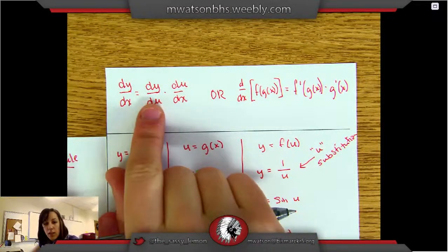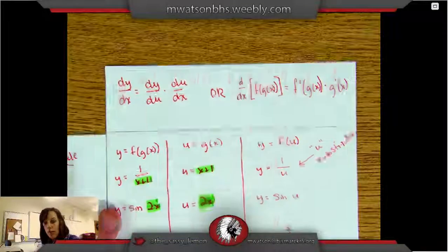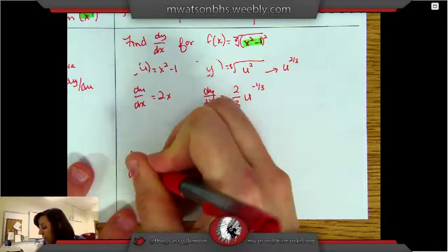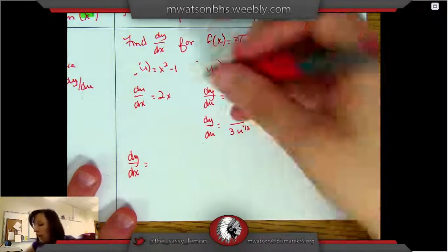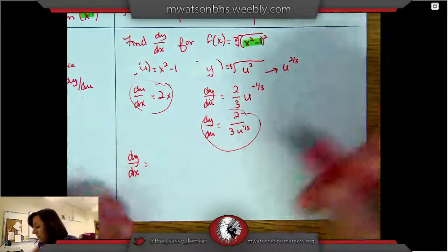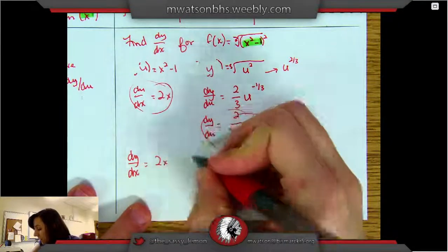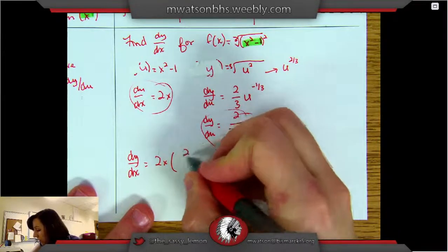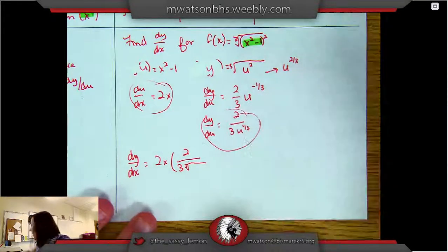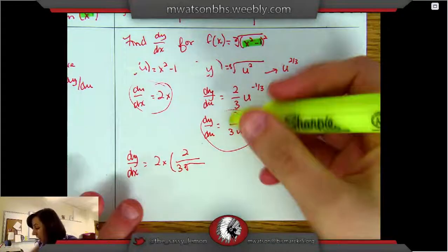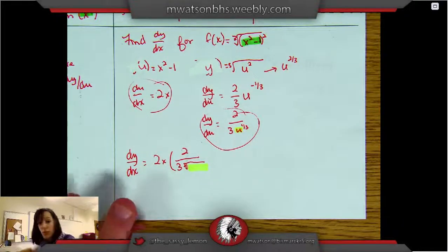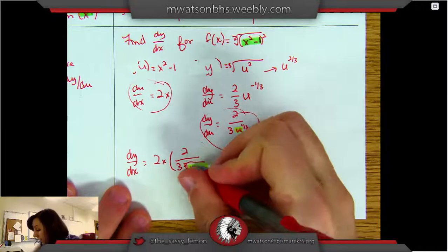Dy over du times du over dx is equal to our derivative. So we're going to say dy over dx equals, and we're going to multiply this and this. So we'll have 2x times 2 over 3 cube roots of, and now we need to do that u substitution back. When we write our final answer, we don't want a u there. Instead, we want to have what u was originally equal to, which is x squared minus 1.